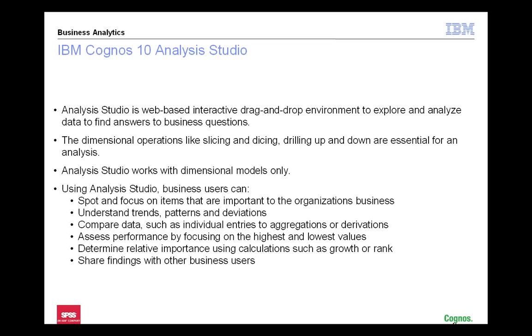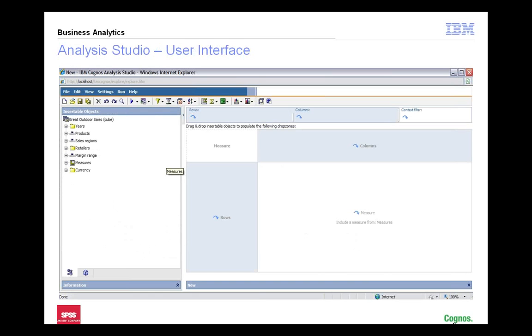Okay. So relative importance means one particular entry is more than the other, in which way maybe you are going to take a weighted average of it so that you understand that actually the entry for A gives me more returns than the entry of B. That's how it's done. So there are things called growth and rank which actually help you in this regard. Okay. You can always share your findings with other business users.